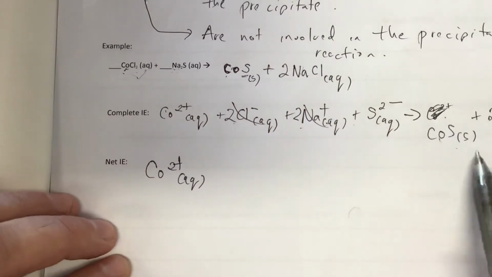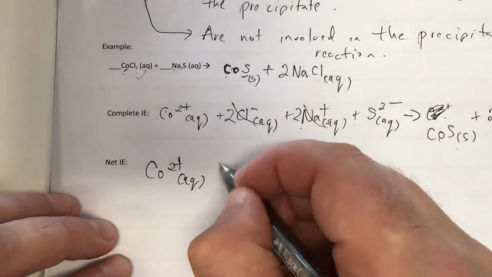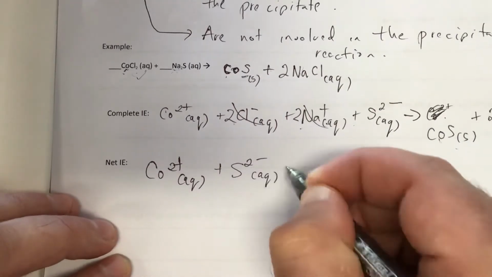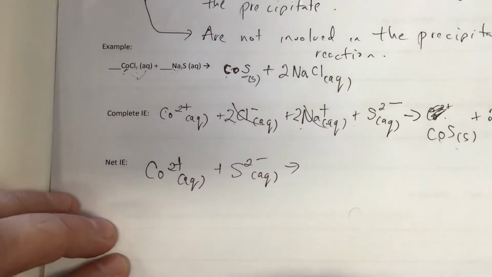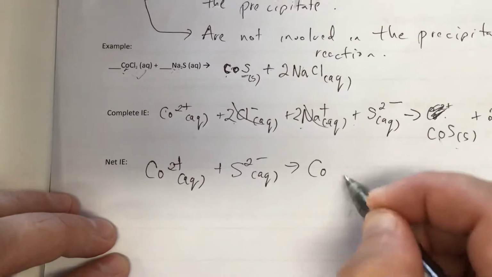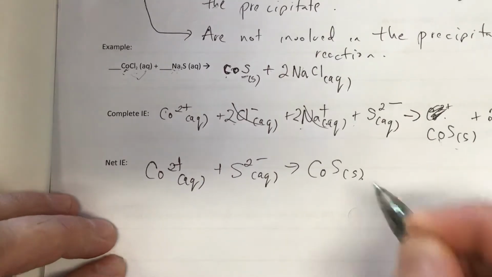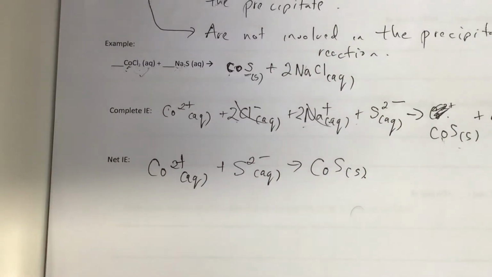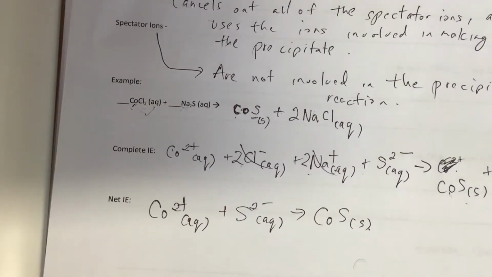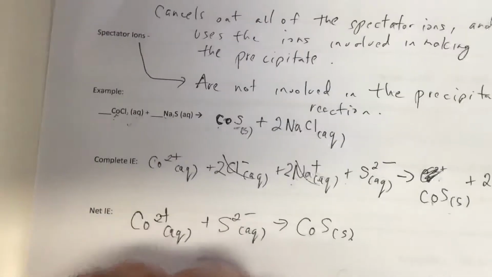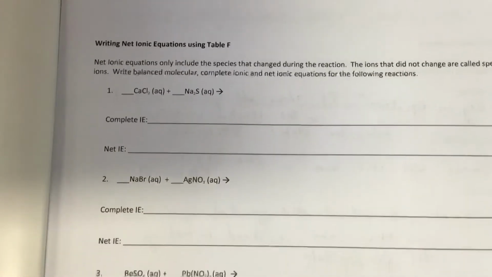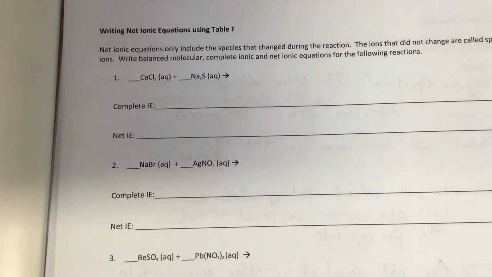Cobalt 2 plus. Okay. There, and you can make a list of all the spectator ions as well. Okay. Let's do 1 or 2 more.